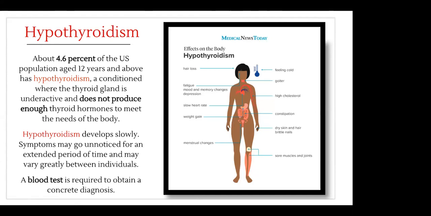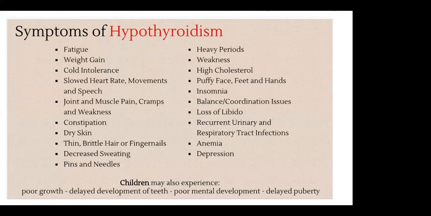It always gives a person a feeling of being cold. You can have a goiter, which is an enlargement of the thyroid. It can cause high cholesterol, constipation, dry skin and hair, brittle nails, and sore muscles and joints. Other symptoms of hypothyroidism include balance and coordination issues, recurrent urinary and respiratory tract infections, loss of libido, and even anemia. Children may also experience poor growth or delayed development of teeth, poor mental development, and even delayed puberty.